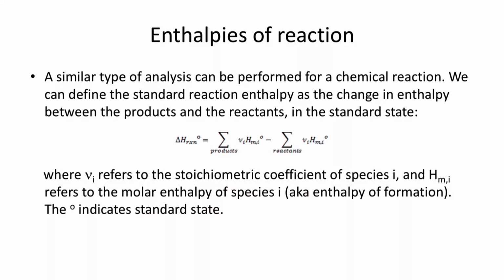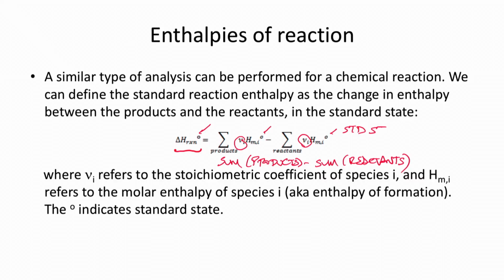And so what I can say is that delta H for the reaction is equal to the sum of the enthalpies of the products minus the sum of the enthalpies of the reactants. And the little n's here represent the coefficients when I balance the chemical reactions. The little circles on top here indicate standard state. Standard state means that I have a temperature of 25 degrees Celsius and a pressure of 1 atmosphere, or more precisely, 1 bar.